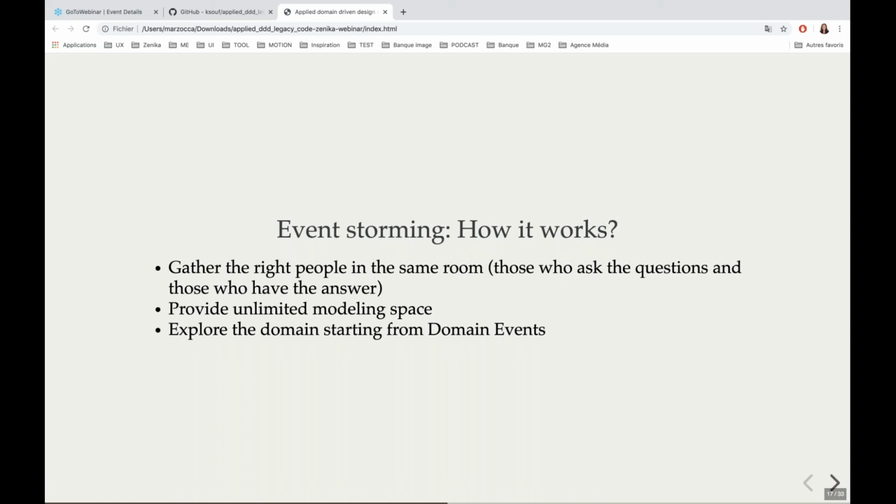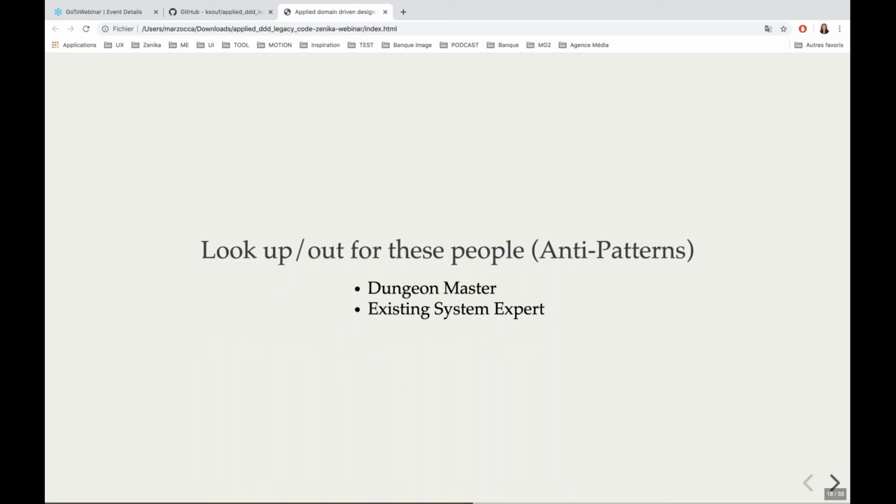And from there, you're going to explore it. So why do we do that? Of course, to understand how the legacy works in business, how the business sees it, how it should work. But also we use that to find two people. Mostly these two people, you find them in every legacy, most of the time. One of them is what we call the dungeon master, and the other one is what we call the existing system expert.